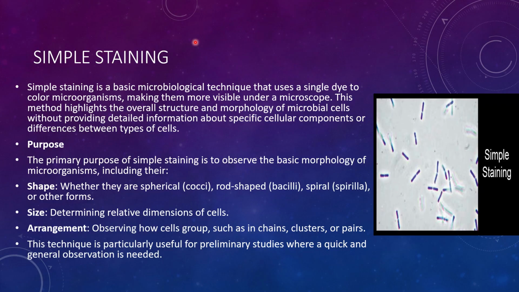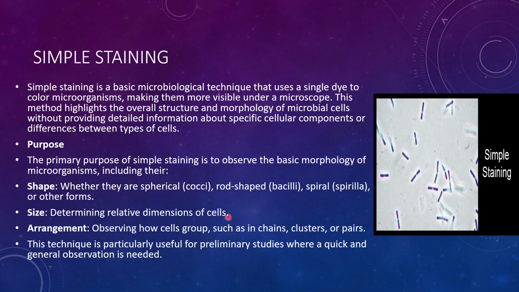Fine, first we'll start with simple staining. Simple staining is a basic microbiological technique that uses a single dye to color microorganisms, making them more visible under a microscope. This method highlights the overall structure and morphology of microbial cells without providing detailed information about specific cellular components or differences between types of cells.